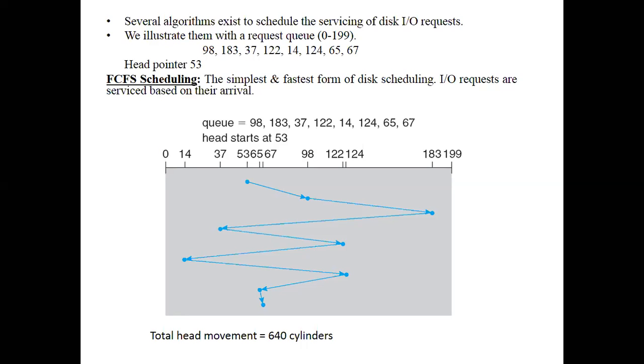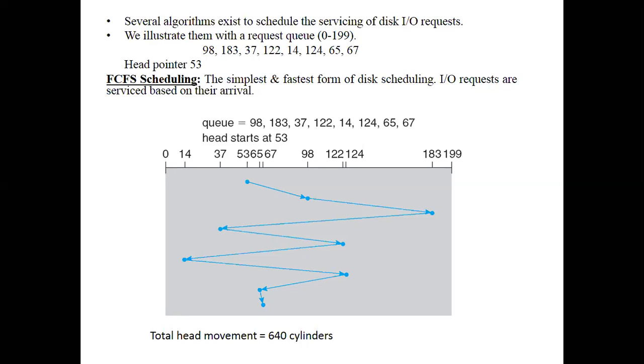Our example queue consists of the requests 98, 183, 37, 122 and so on. The first request is 98, so it is serviced first. The second request is 183, so it is serviced second. 37 is the third request. Like that, we are servicing the requests in order. It is explained in this diagram.